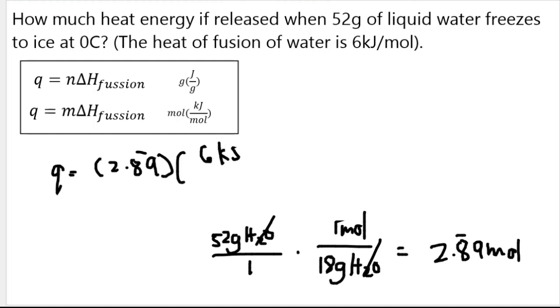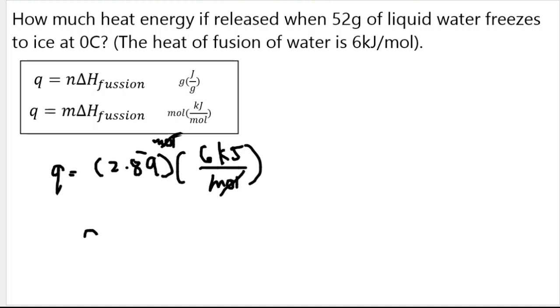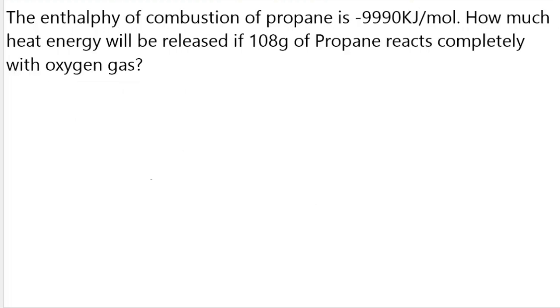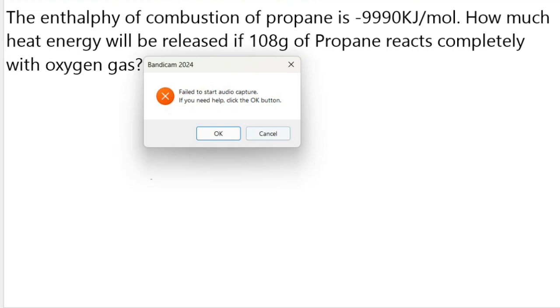And now, the heat of fusion of water is 6 kilojoules per mole. So the mole will cancel. So in order to visualize that, in here. So getting the product of these two, what do we have? So the energy that is released of the 52 grams of liquid water is 17.3 kilojoules. So that was a lot.